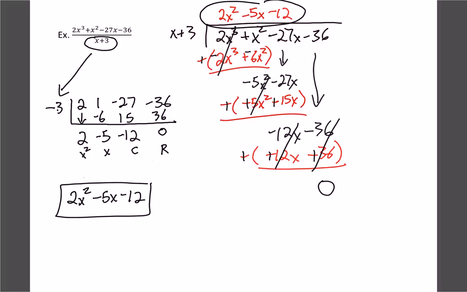So a lot of people like synthetic because it's a little bit shorter, a little bit faster. You're not worrying about all the x's and so on. So let's do a couple of those. Here's another one. We're dividing by x plus 2, so we'd write minus 2. And we're going to divide that into 2x cubed, 5x squared, minus 1x, and minus 6.